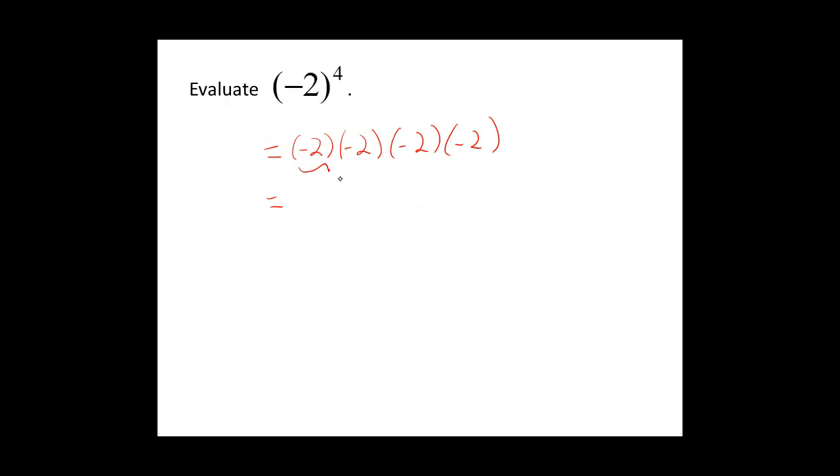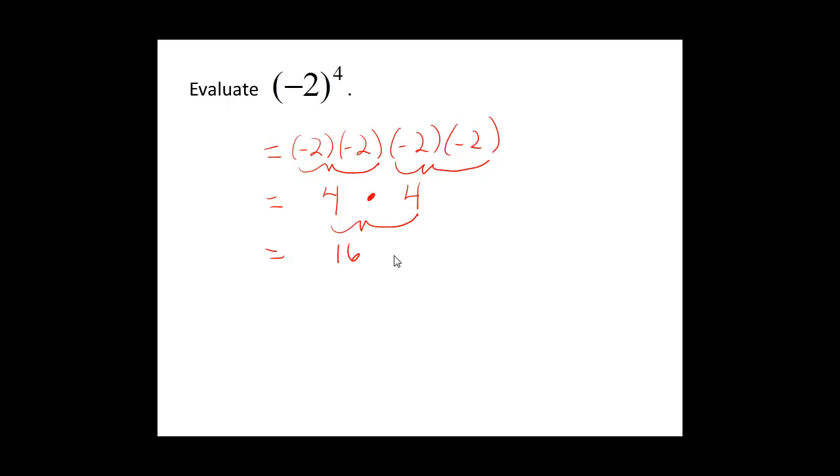Negative 2 times negative 2, the signs are the same, so the product will be positive. We're still multiplying. 4 times 4 is equal to 16. So the 4th power of negative 2 is equal to positive 16.